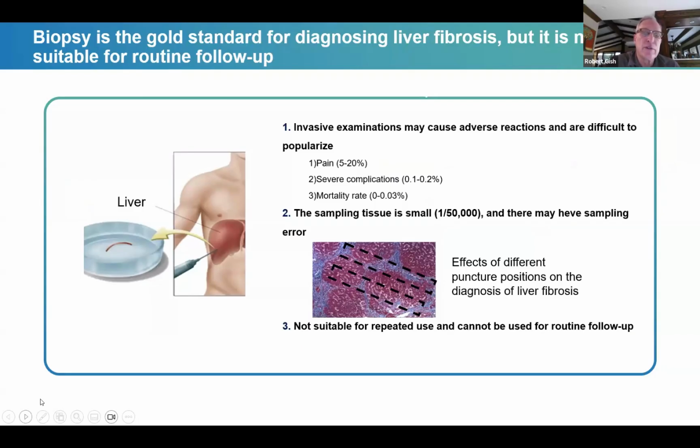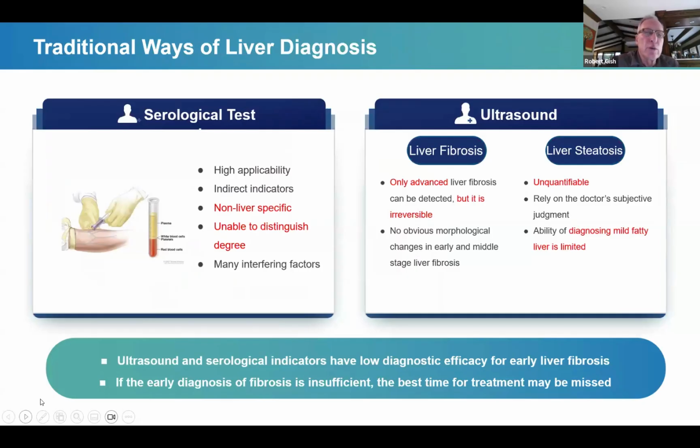It's expensive, there's sampling errors, and I'm going to move quickly because liver biopsy in most forms of liver disease has been replaced by our staging tools. Serologic tests are also available to, of course, diagnose, but here we'll talk about serologic testing for staging disease.